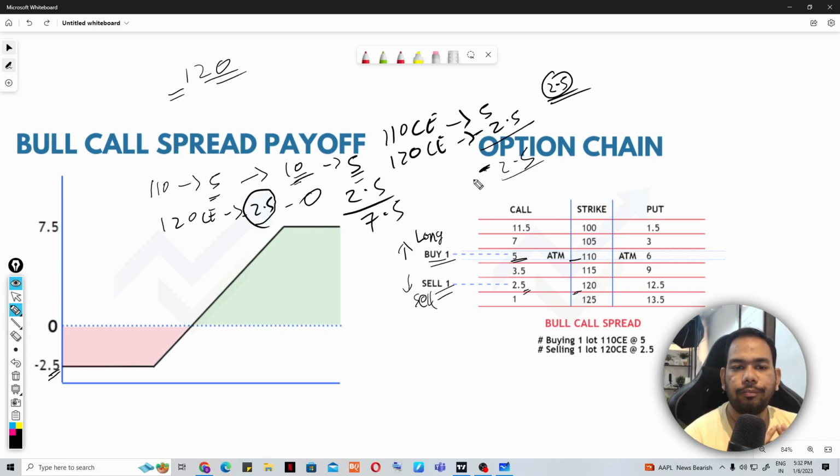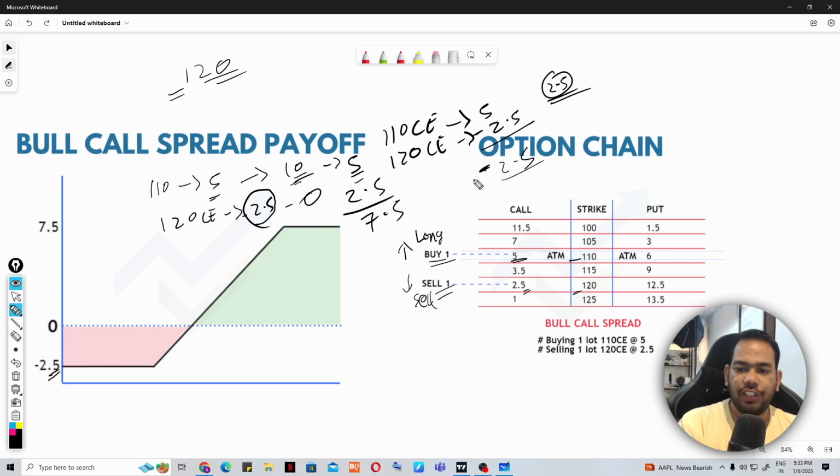Now guys, a question will come to your mind: sir, if we are bullish on the underlying, if we see a breakout, or if we want to play and we are very confident, then can we buy a call directly? Won't that give us a good payoff? So the answer is yes, that will give us a very good return.